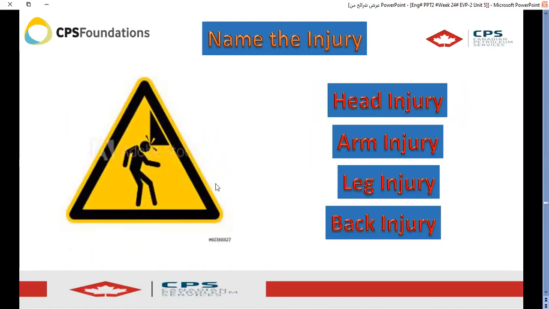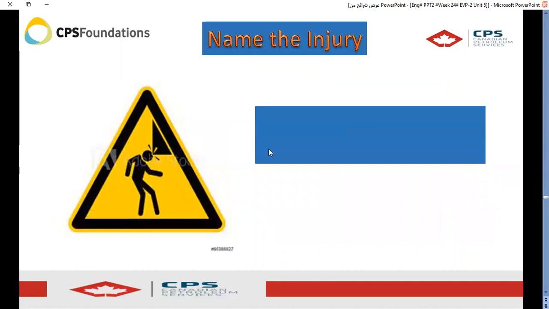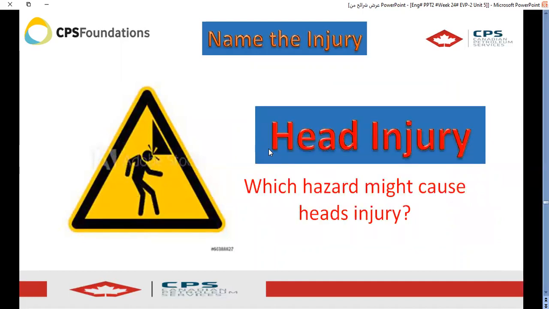Okay, now we are going to name the injury, not the hazard. What is this injury? Is it a head injury, arm injury, leg injury, or back injury? Okay, great. This represents a head injury. What might cause a head injury? Maybe falling objects or slips or even tripping might cause a head injury because your head might hit the ground.